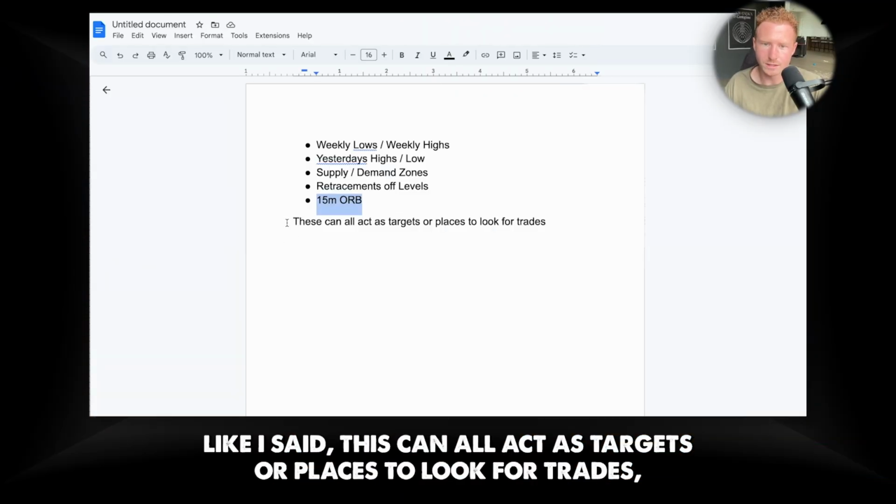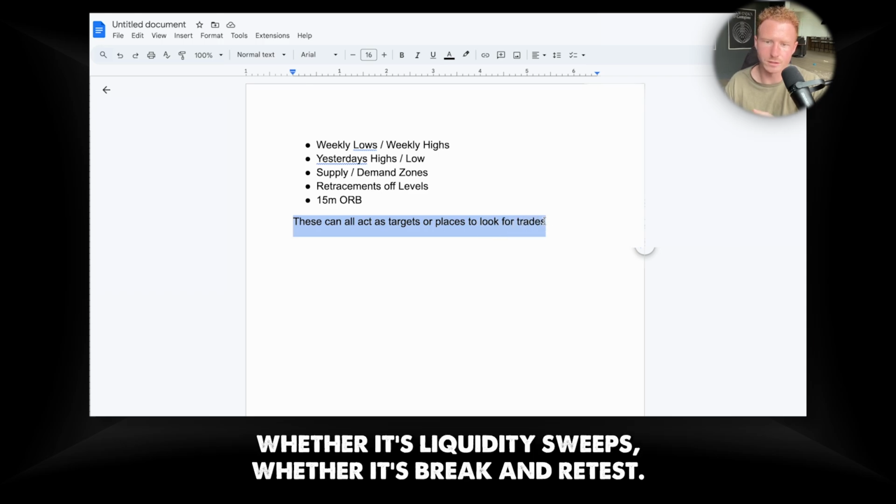Like I said, these can all act as targets or places to look for trades, whether it's liquidity sweeps, whether it's break and retest.